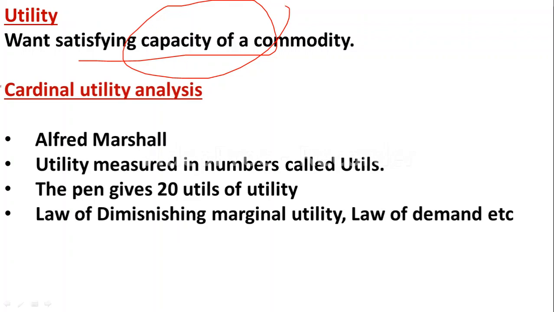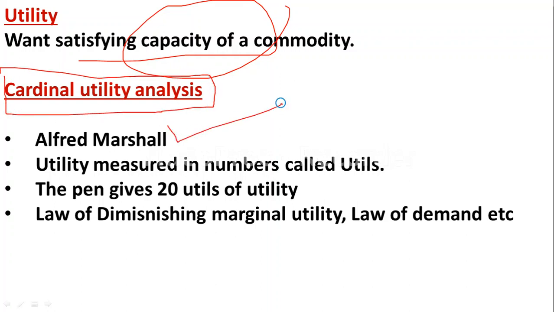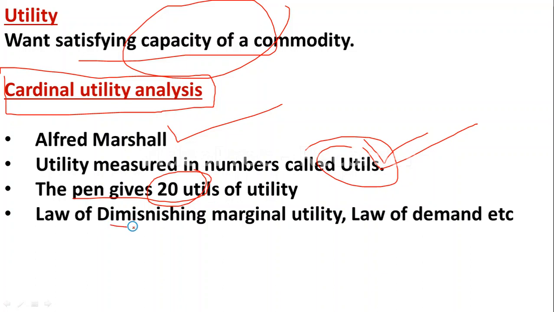Now let us see cardinal utility analysis. Cardinal utility was given by Alfred Marshall, and according to Marshall, utility can be measured in numbers, called utils. For example, a pen gives 20 utils of utility. For example, the law of diminishing marginal utility, the law of demand, etc. So cardinal utility analysis is given by Alfred Marshall, and according to this we can measure utility in numbers, and here the measuring rod is utils.